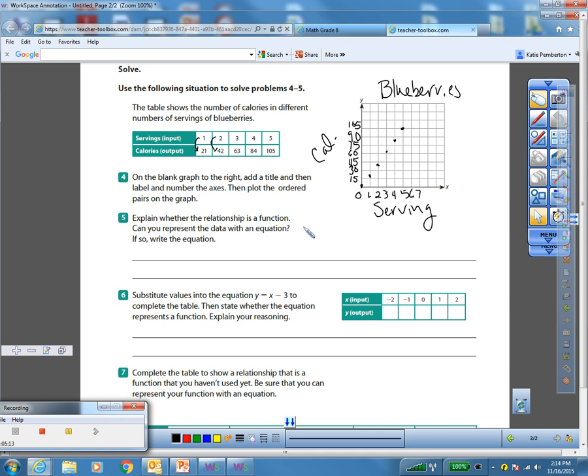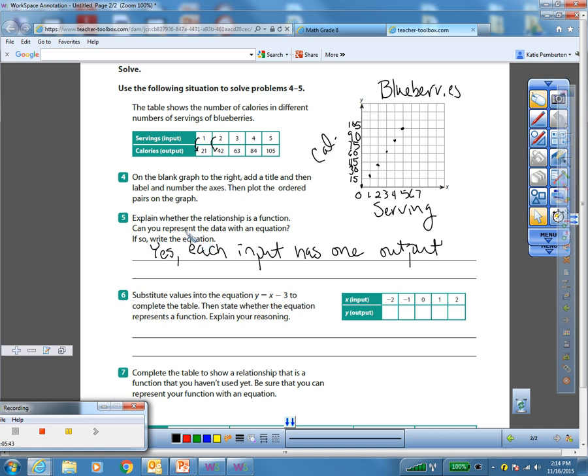Cool. Now it says explain whether the relationship is a function. Yes, it is a function. As we look, each serving of blueberries has a different output. So each input, or serving of blueberries, has one output. It wouldn't make sense if we had one serving of blueberries be 21 calories and one serving of blueberries also be 45 calories. That wouldn't make sense.